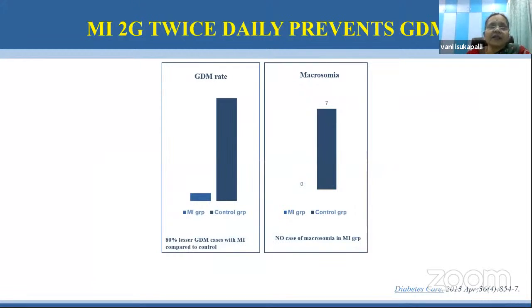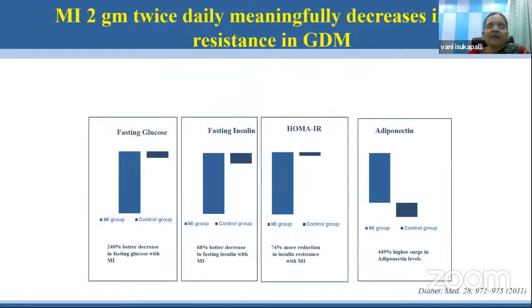The other important study said that myoinositol 2 grams twice a day, that is 4 grams a day, can prevent gestational diabetes. So this is the additional advantage with myoinositol, that it has a capacity to prevent gestational diabetes in high-risk pregnant women, which I have mentioned in my earlier slides. So they can reduce the GDM incidence by 80% and prevent macrosomia in 75% of the cases where 2 grams myoinositol has been given.